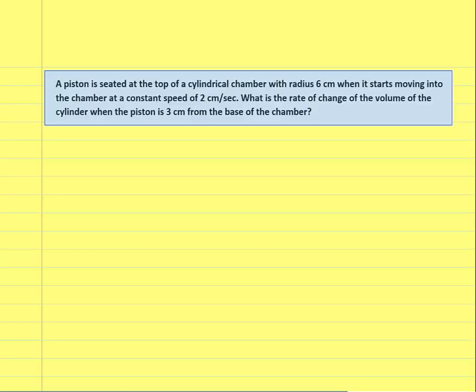That's looking at a cylindrical solid, or looking at a cylindrical chamber like a piston. So let's go ahead and look through this one and see if we can draw a picture that might help us out here. We have a piston seated at the top of a cylindrical chamber. So just a rough sketch of a cylindrical chamber would look something like a roll of paper towels. So this would be like a cylindrical chamber. It has a radius of 6 centimeters. So our radius here is 6 centimeters.